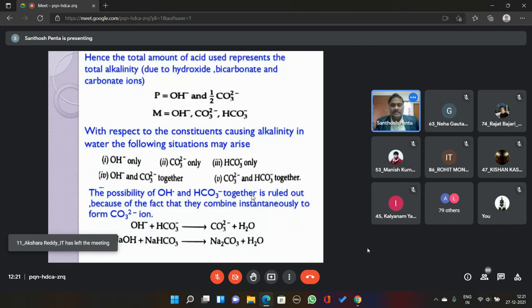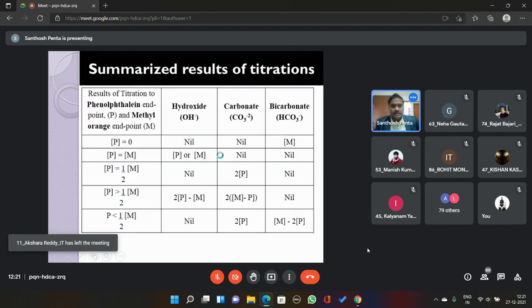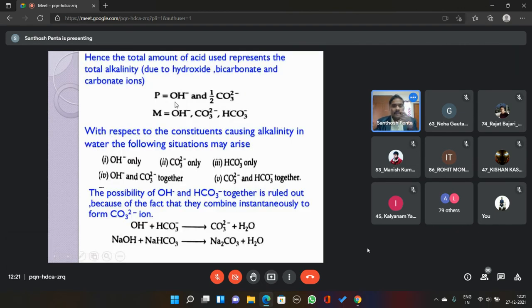What is that slide? See here, with the help of phenolphthalein indicator, we can determine the hydroxide ion and half of the carbonate.